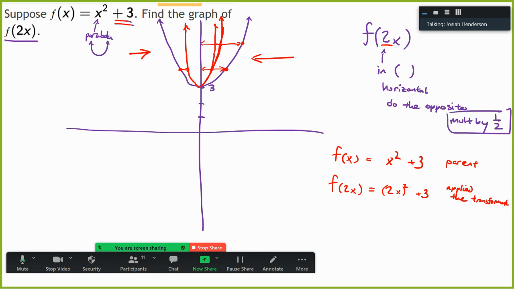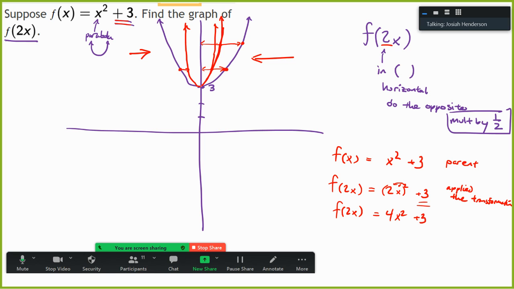Okay, so this time it's still going to be at +3. See how the +3 is still there. It's not being changed to 6 or 1.5 or anything, but the horizontal part is happening with x. So if we applied this, it's going to be 4x squared plus 3. So technically, this is the new equation if we needed that.